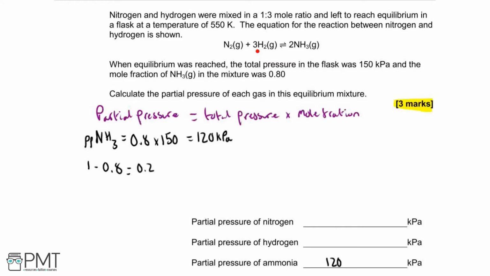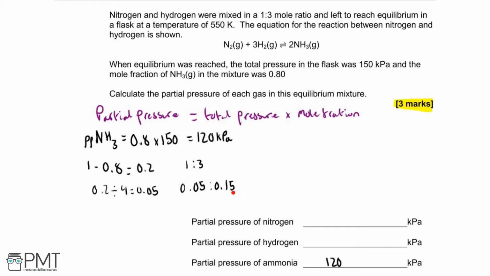So what we need to do is split this 0.2 in a 1:3 ratio. All we're going to need to do is do 0.2 divided by 4, which will get us 0.05. That's the 1, against 0.05 times 3, which will be 0.15. So it'll be 0.05 to 0.15. Now, these will be our mole fractions for nitrogen and hydrogen, respectively.